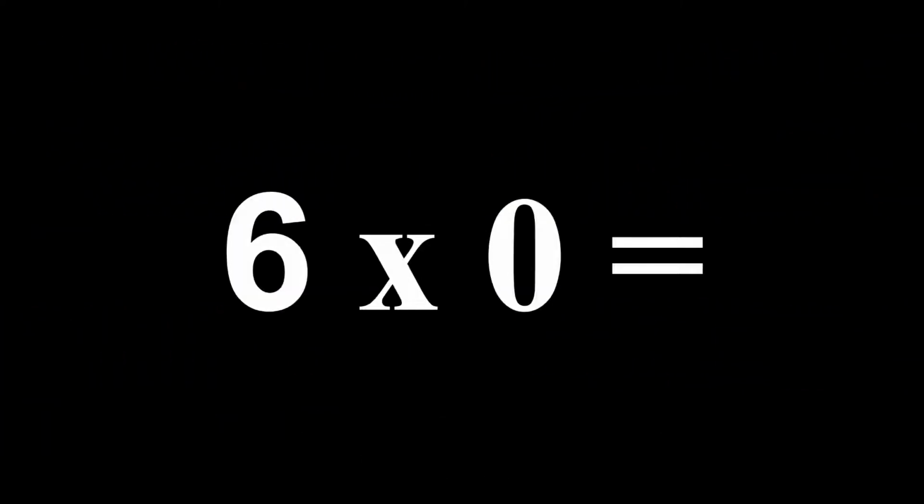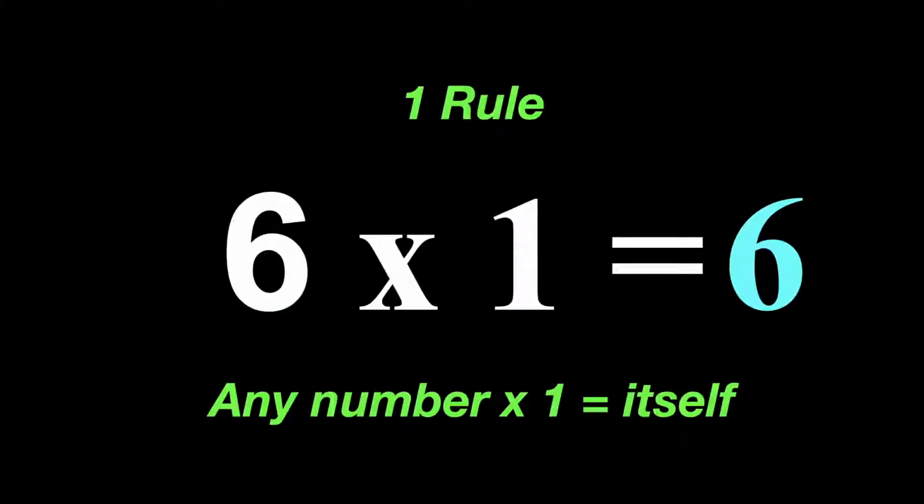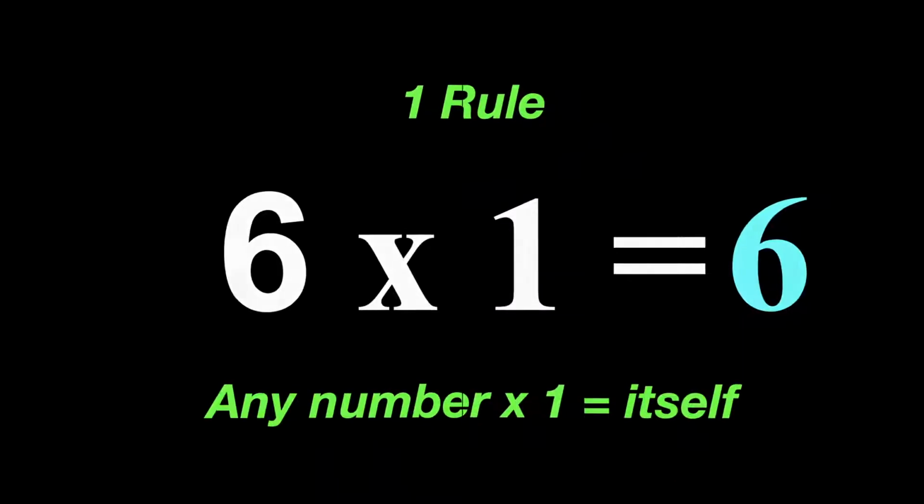6 times 0. Well, that's easy. That's just going to be the 0 rule. Any number times 0 is just going to be 0. So 6 times 0 equals 0. 6 times 1 is also really easy. That's the 1 rule. 6 times 1 is 6, and any number times 1 is equal to itself. And that's also called the identity property.